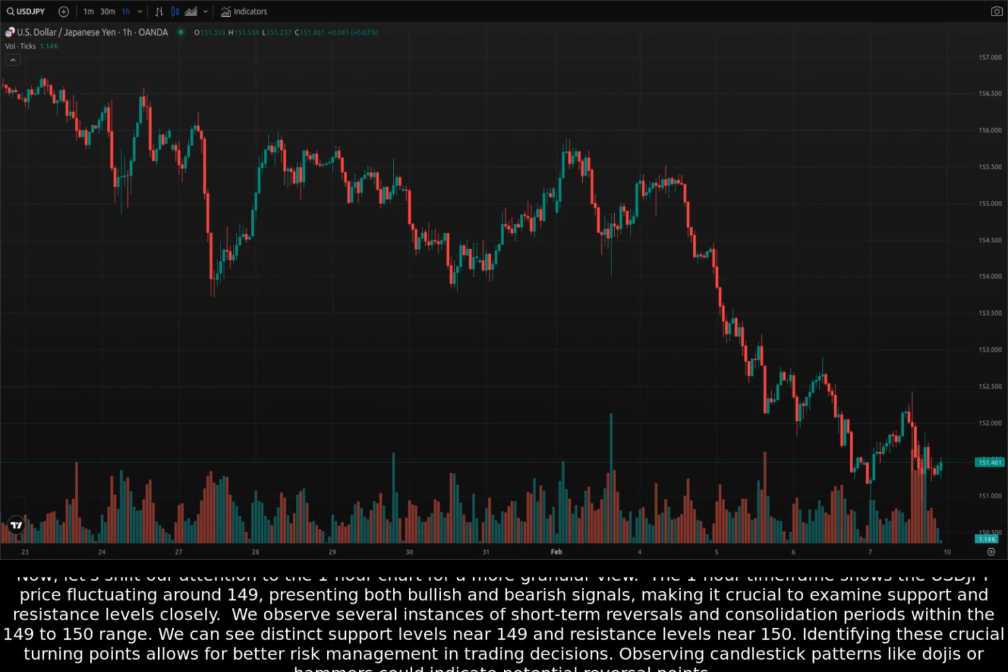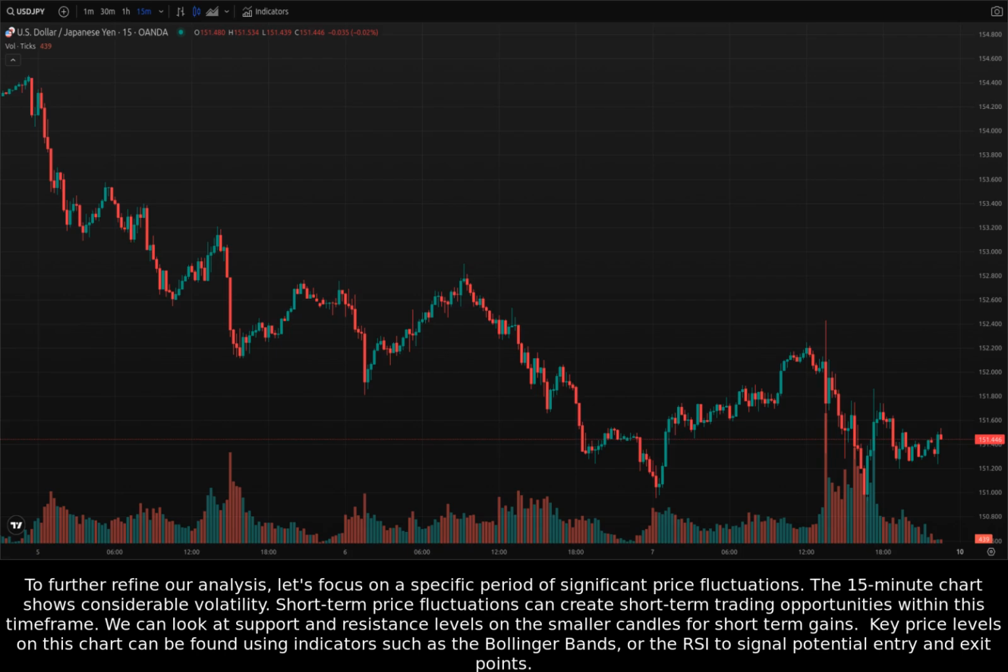Identifying these crucial turning points allows for better risk management in trading decisions. Observing candlestick patterns like dojis or hammers could indicate potential reversal points. To further refine our analysis, let's focus on a specific period of significant price fluctuations. The 15-minute chart shows considerable volatility.